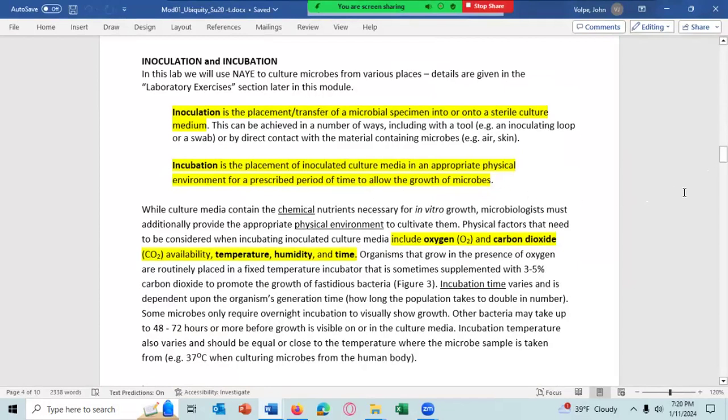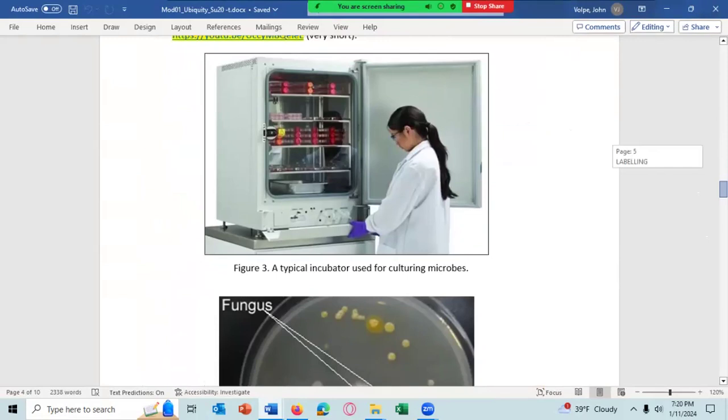The fancy incubators where we do the incubation can control a number of things, including oxygen, the level of carbon dioxide, the temperature, the humidity, and of course the time. And this is a complex incubator here, controlling all of those functions.